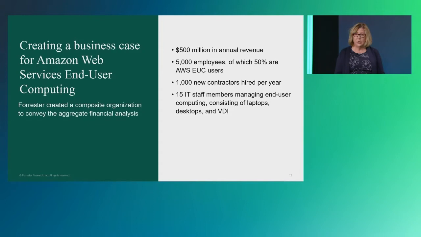Forrester approached this project by interviewing 6 decision makers from 4 organizations with experience using AWS EUC services, and then Forrester aggregated the interviewees' experiences and combined the results into a single composite organization. So this composite organization has about 5,000 employees, with 50% of the users on AWS EUC, and they hire about 1,000 contractors per year, and they're also on AWS EUC. The composite's IT organization has 15 full-time equivalents, supporting all of the end-user computing strategy, including traditional laptop and desktop environments, as well as VDI.